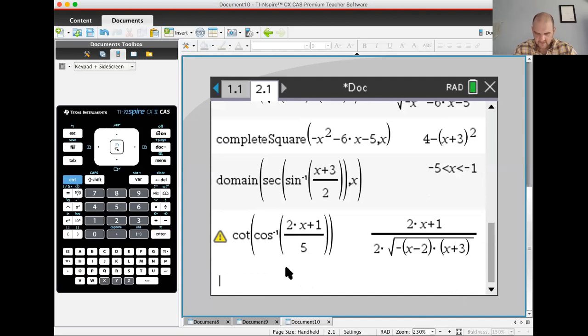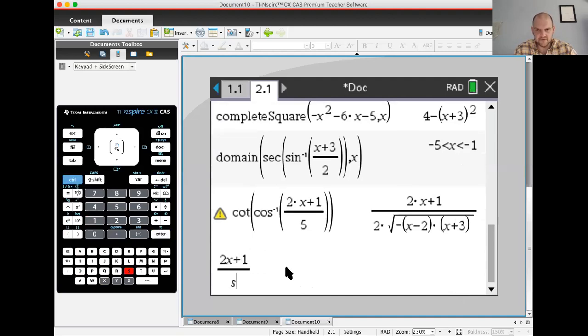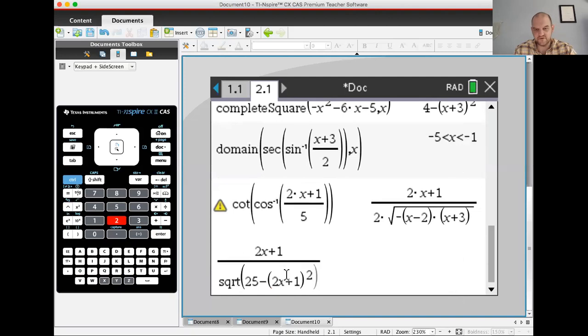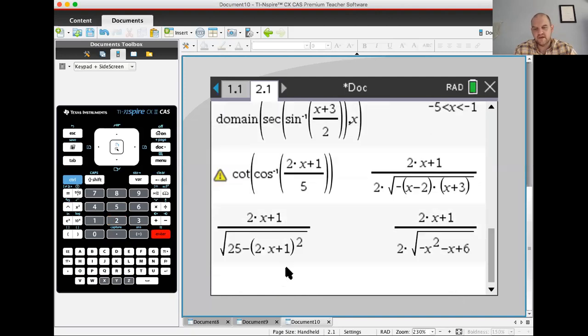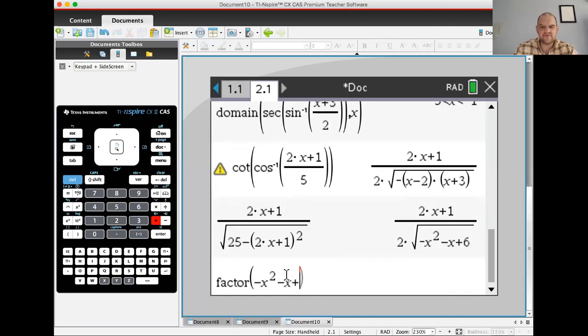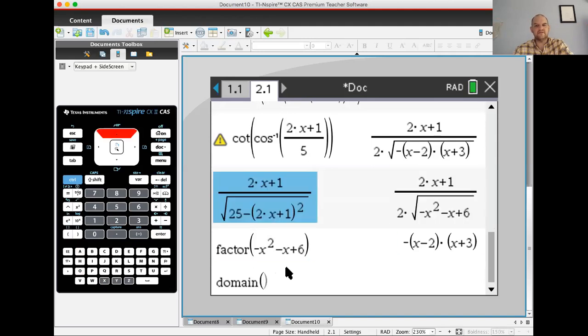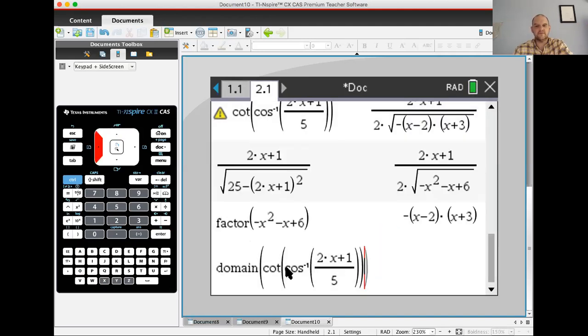Let me just put in mine: 2x plus 1 over the square root of 25 minus the quantity 2x plus 1 squared. This is another way to check your answer, just type in yours. Factor -x squared minus x plus 6. Easier to do that in your head. We get that. So yes, we got it. How about the domain? Domain of this thing, comma x, dude.